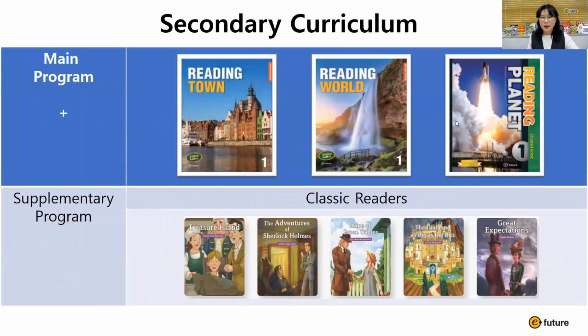And here, this is for secondary. So we have a secondary program. This is a program based on reading. Okay, so it's called Reading Town, Reading World, and Reading Planet. And although it's based on reading, it's got discussion questions and summary writing and graphic organizers, and it also has TOEFL type questions. Okay, so it's a good practice for secondary level students. And we have classic readers for secondary students, right? We have well-known classic readers like The Adventures of Sherlock Holmes and Anne of Green Gables. And okay.